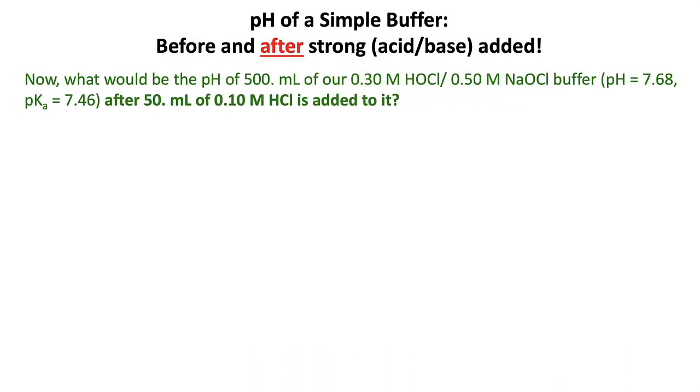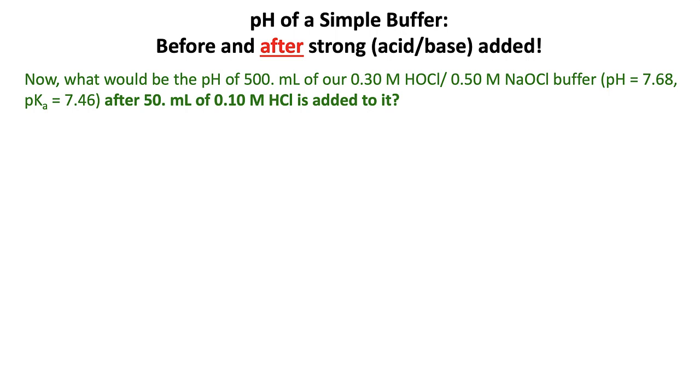Okay, but what about this, which is a bit more challenging? What is the pH of 500 milliliters of this solution going to be after we add some acid to it? So in this case, we want to bring in everything that we've learned in this video so far. And the very first thing is, when we add HCl, what is the reaction going to be? Because that's going to determine what our final buffer composition is, right?